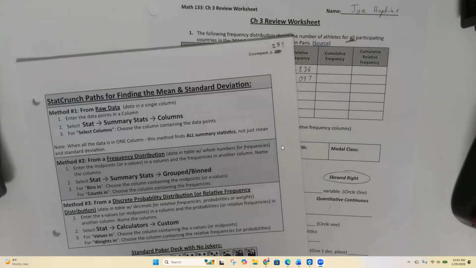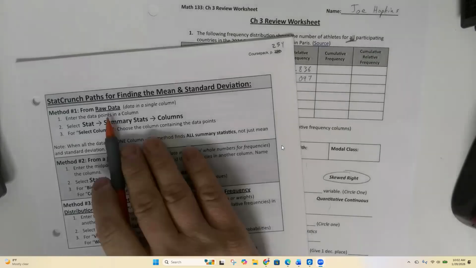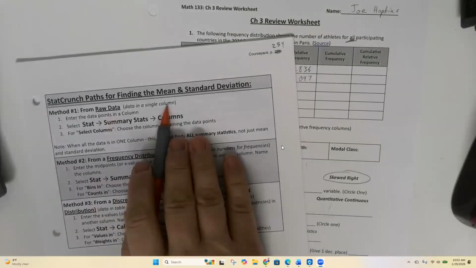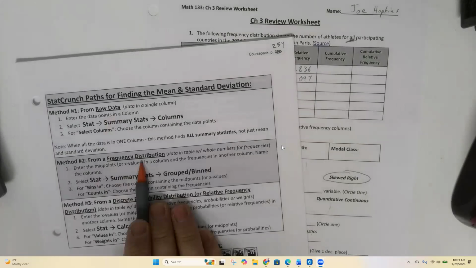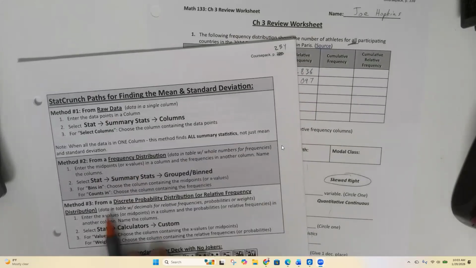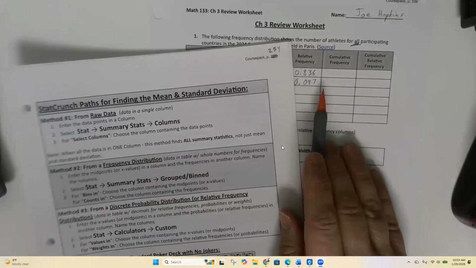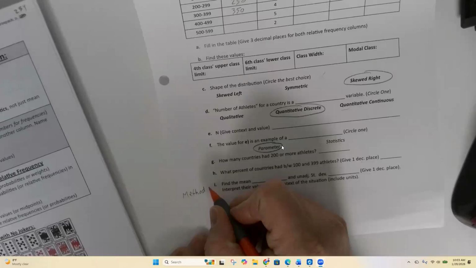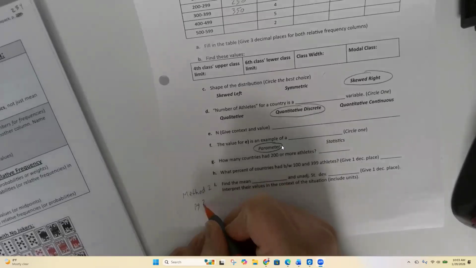Now, there's three methods. The first is if you have raw data, and that is a single column of data. Next is a frequency distribution. And last is if you have a probability distribution. We'll use this when we get to chapters 5 and 6. But for now, in this case, I have a frequency distribution. So I will be using method 2 on page 254.